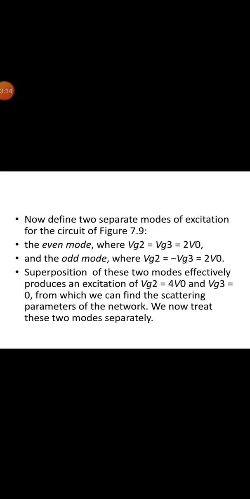Now we define the 2 separate modes of excitation. The even mode is defined by Vg2 = Vg3 = 2V0, and the odd mode is defined by Vg2 = -Vg3 = 2V0. So superposition of these modes effectively produces an excitation of Vg2 = 4V0 and Vg3 = 0, from which we can find the scattering parameters of the network, and we can treat these 2 modes separately. First, this is the diagram of the even mode.